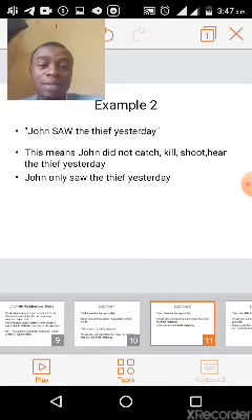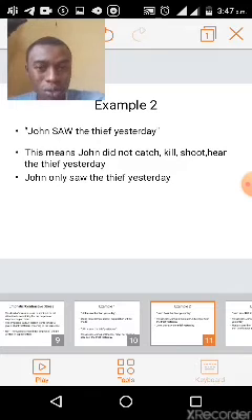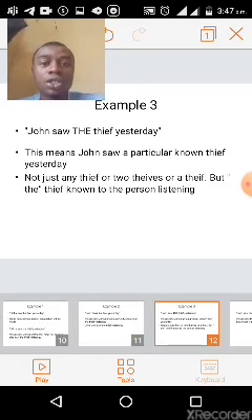So you can see the meaning of each of the words. The first one, we have John, not somebody else. Our attention is on the person who saw. Now here our attention is on what was done, that is saw, not slap, not any other thing. Now we have example 3: John saw the thief yesterday.